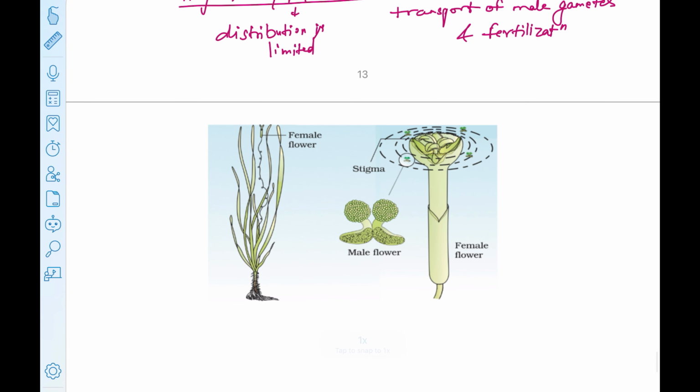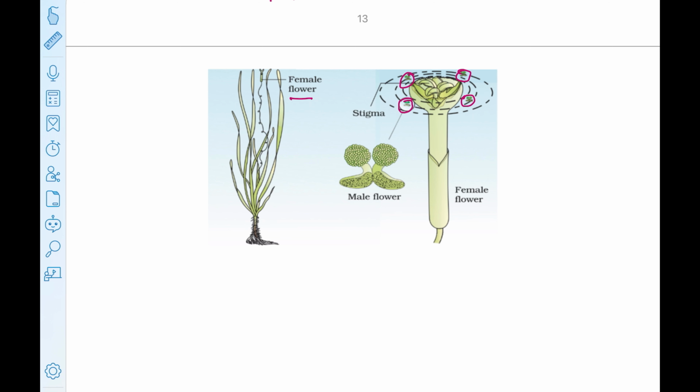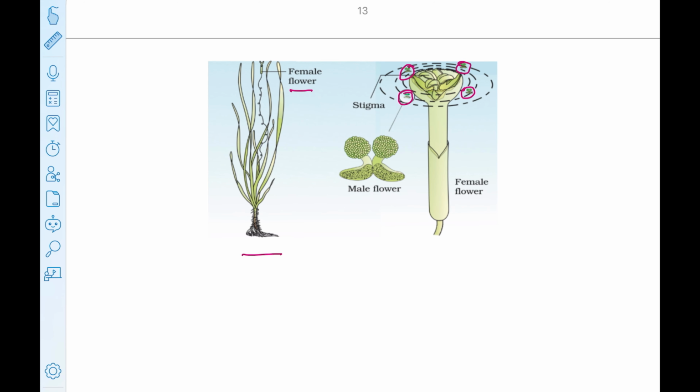So here you can see this is a picture of Vallisneria. This diagram shows how pollination takes place in water plants like Vallisneria and Hydrilla. And you can see here the female flowers are long-stalked and they reach the surface of water, so they expose their stigma. And these male flowers are produced in large numbers. They are short-stalked and often detached from the plant. And once detached, they float freely on the water surface.